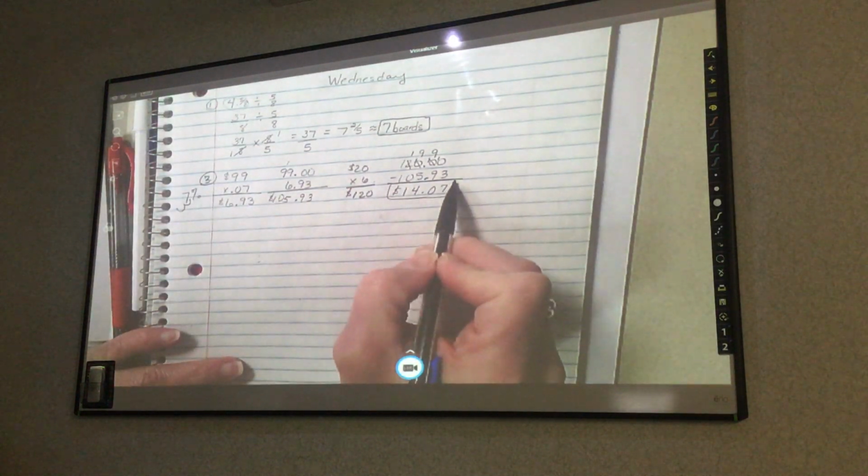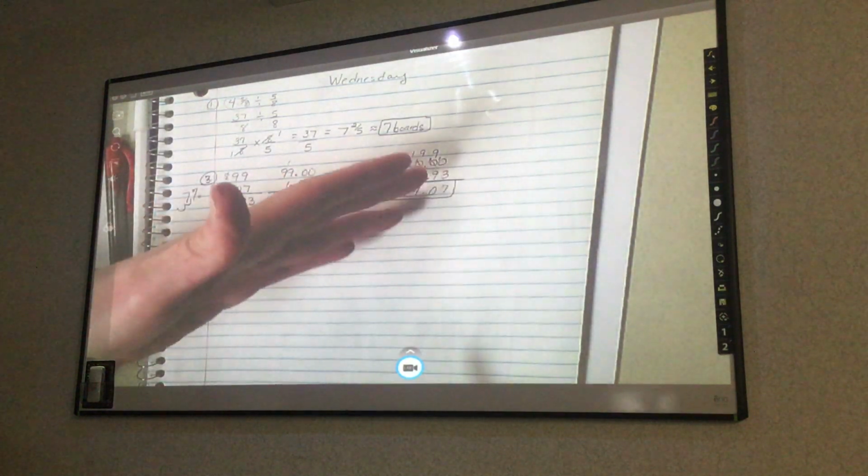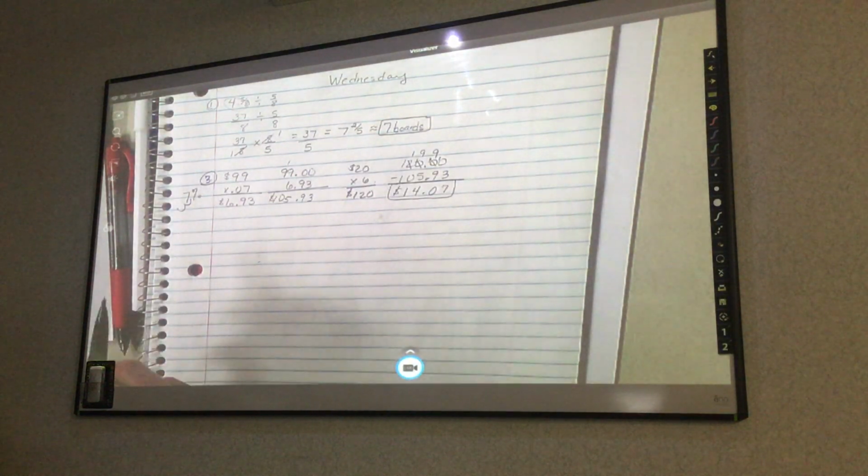So it's a multi-step problem. It's a fairly easy problem. It's a lot easier than yesterday, but you have to show all the steps. Okay? Number 4.